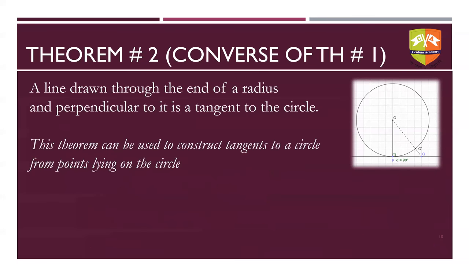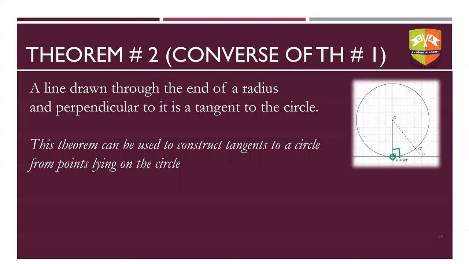Let's go to the next theorem. It is a converse of the same, and this theorem is used for construction, which we'll see later. What is that? A line drawn through the end of a radius and perpendicular to it is a tangent to the circle. So what are they saying? A line drawn through the end of a radius. The end of the radius is P, and you're drawing a perpendicular on OP. It's already given that it is 90 degrees. So you have to prove that PQ is tangent to the circle.